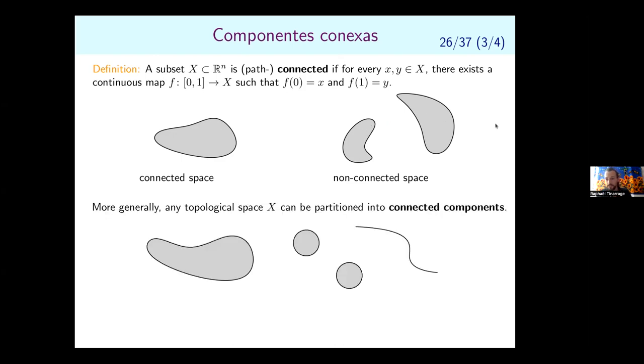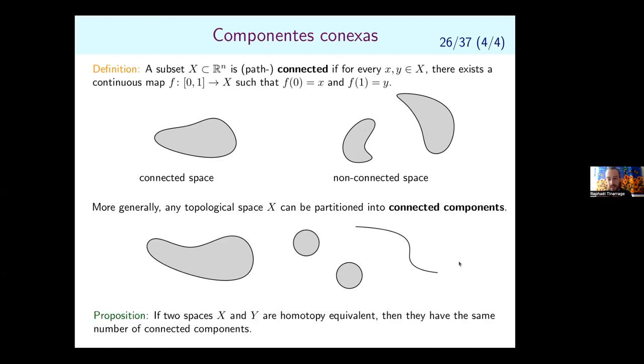When your space is not connected, you can define its connected components, right? The connected components are the largest connected subspaces of my space. For instance, this space X here has four connected components, right? These three disks and this line. And now the invariance property. If two spaces are homotopy equivalent, then they have the same number of connected components. So the number of connected components is an invariant of homotopy classes.